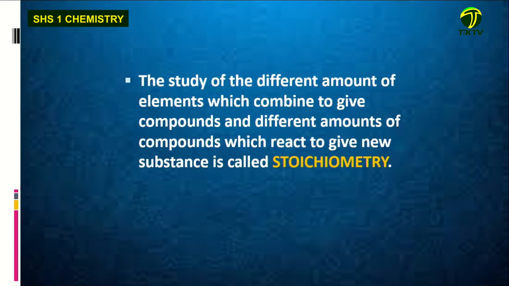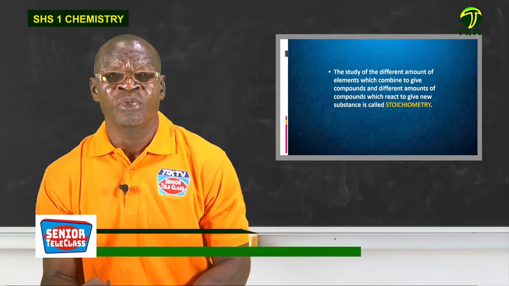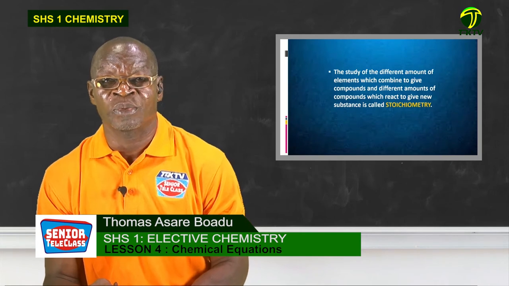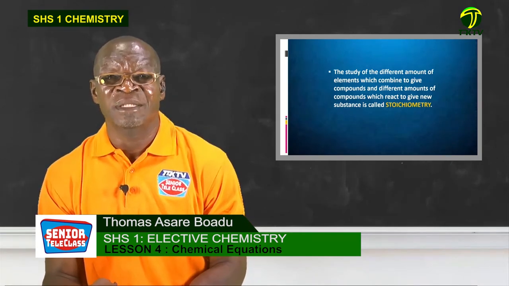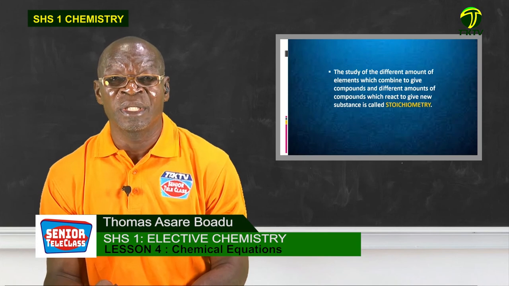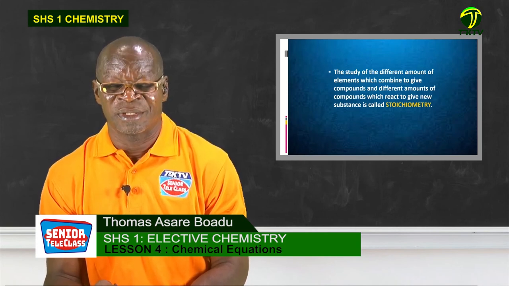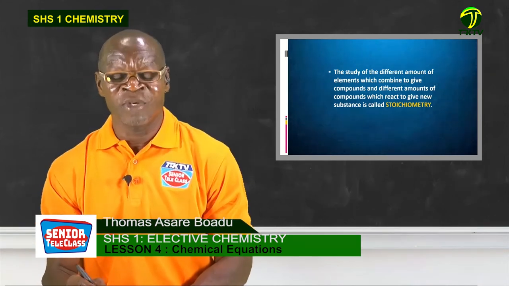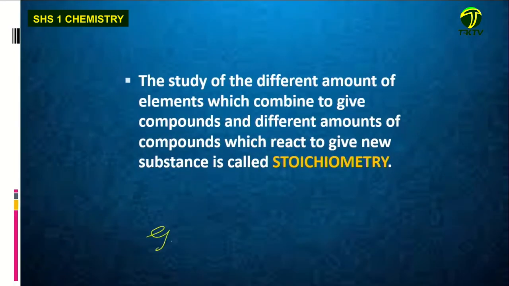Now, when we study different amounts of elements which combine to give compounds, or different amounts of compounds that react to give new substances, we call it stoichiometry. So students, it is not difficult to mention stoichiometry. For example, let's take sodium chloride. As we did for the formula, we have Na being 1, Cl being 1. So this is a stoichiometric formula for sodium chloride.